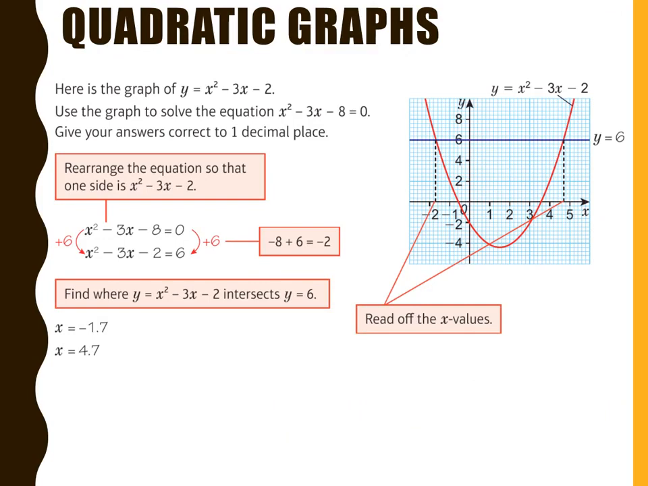Okay, so here's a graph of y equals x squared minus 3x minus 2. Use the graph to solve the equation x squared minus 3x minus 8 equals 0. The first thing I would do is ask how I can go from x squared minus 3x minus 2 to here. I can see that I can add plus 6 on both sides. If I add -8 plus 6, I get -2. And on this side, I have to do the same because of this equal sign. Whatever you do on this side, you have to do on the other side. Otherwise, this equal sign becomes invalid.